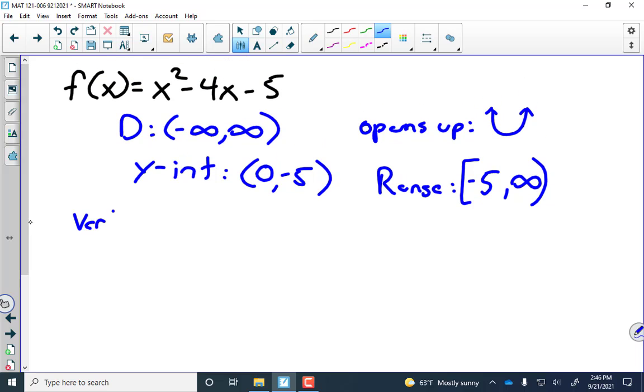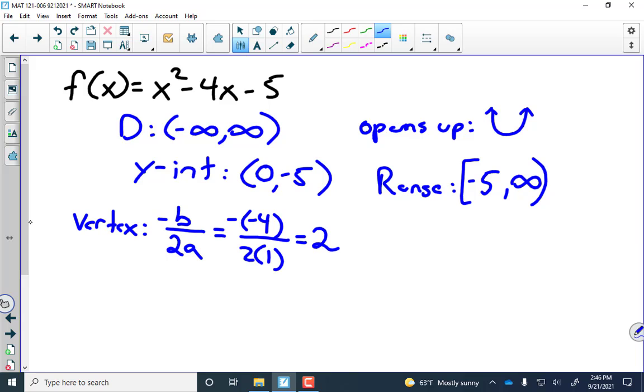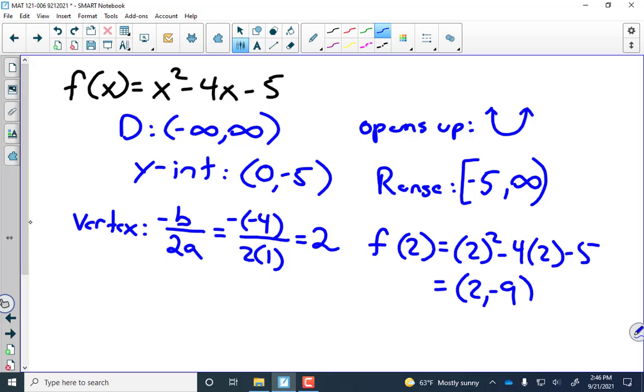Do we know how to give the vertex of this thing? Yeah, what's that formula? Negative b over 2a. So it's going to be negative negative 4 over 2 times 1, or 2. Does that mean the vertex is 2? Or is it better to say that's half the vertex? Vertex is an ordered pair. How do I get the other half? Plug it in. I love it. How's that look? Does that look more like a vertex? Yeah, it sure does.